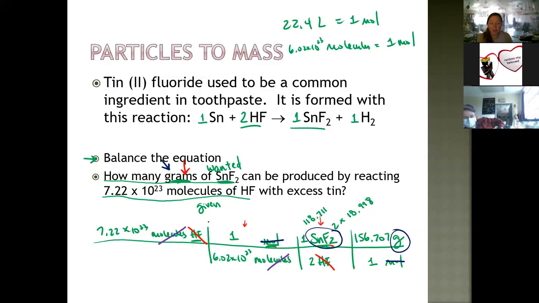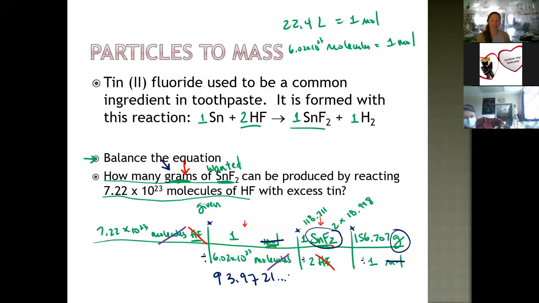So multiply by everything on the top, divide by everything on the bottom, and we get 7.22 times 10 to the 23rd times 1 times 1 times 156.707, divided by 6.02 times 10 to the 23rd, divided by 2, divided by 1, and it looks like we have a grand total of 93.9721, oodles and oodles of decimal places.